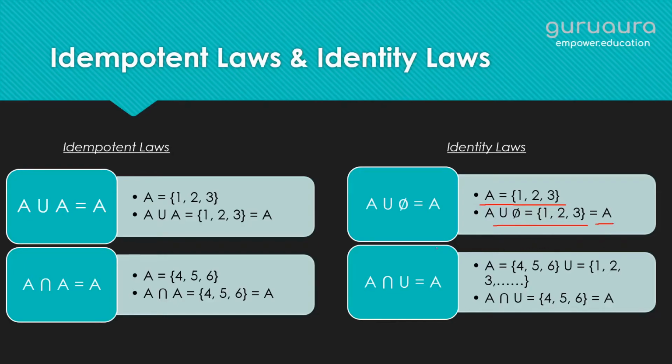Now let's see another example, an example of A intersection the universal set. Here A contains the elements 4, 5 and 6 and the universal set is the set of natural numbers. Now A intersection the universal set will consist of the set A itself. Hence the identity law states A union the empty set is the set A itself and A intersection the universal set is again the set itself.